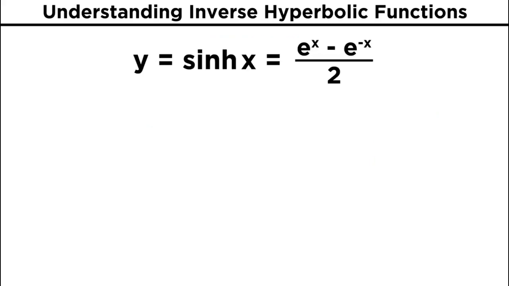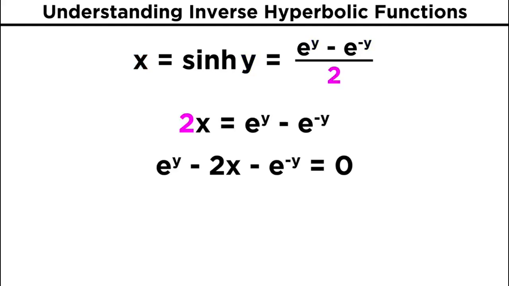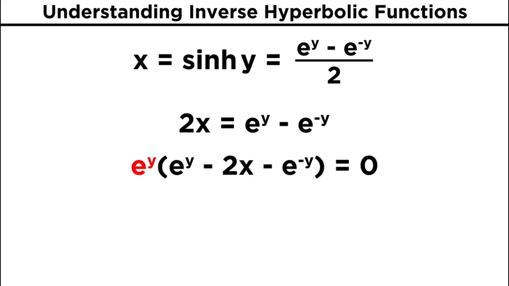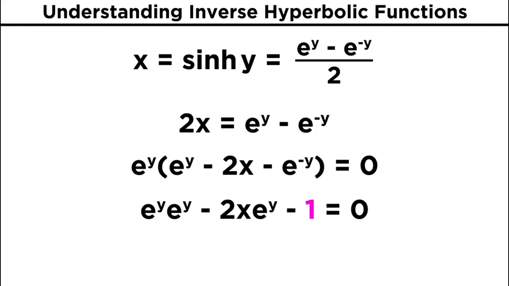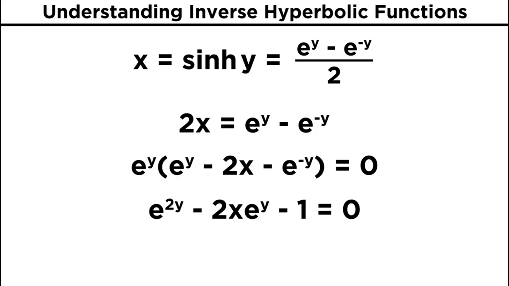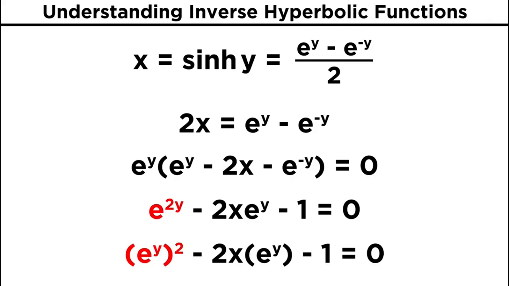If we want to express the inverse hyperbolic functions in terms of x, we can swap x and y and then solve for y, as we are used to. See how we bring the 2 up here, then multiply through by e to the y to get rid of that negative exponent, since e to the y times e to the negative y is 1. Then we notice that this is actually in the form of a quadratic equation, since e to the 2y is just e to the y quantity squared.